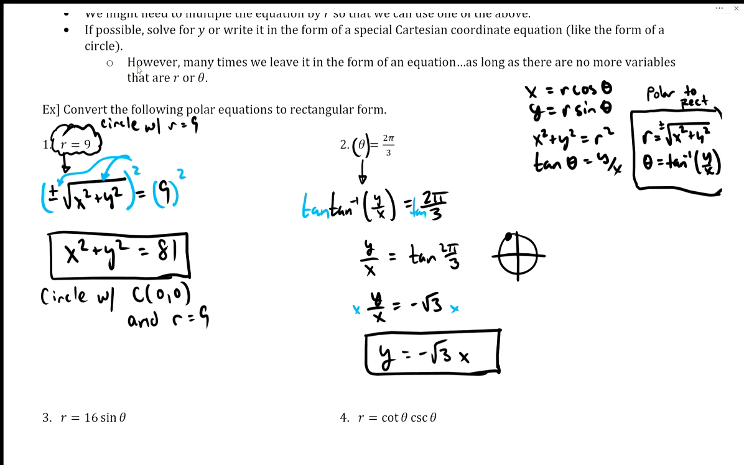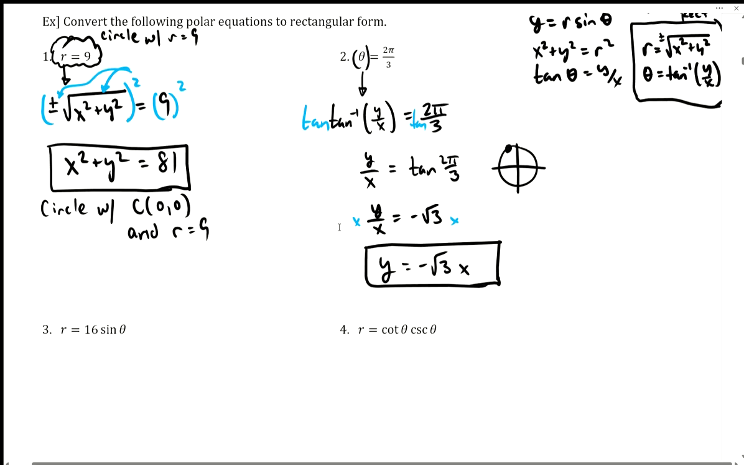But again, we'll be graphing these in the next batch of videos. So let's just stick to this conversion. So if we can solve for y easily, or if we recognize that it's not a special equation like the first one, then we should try to solve for y. Okay, so let's see these.